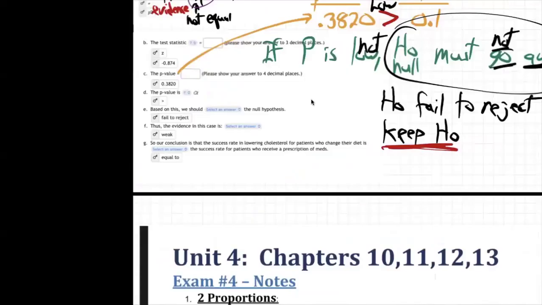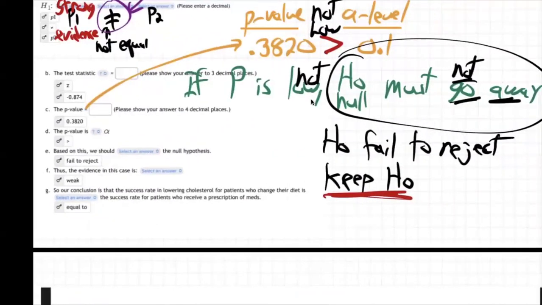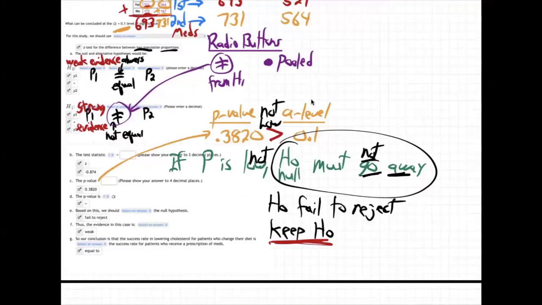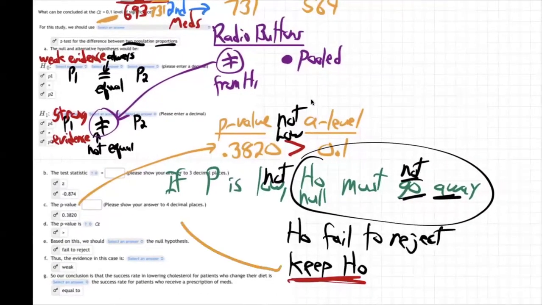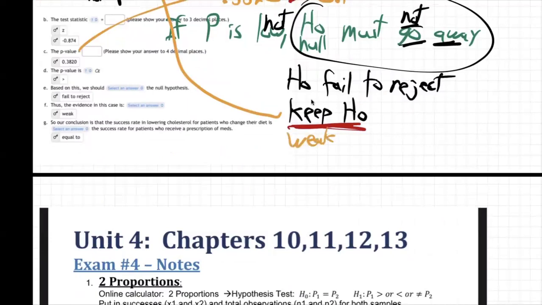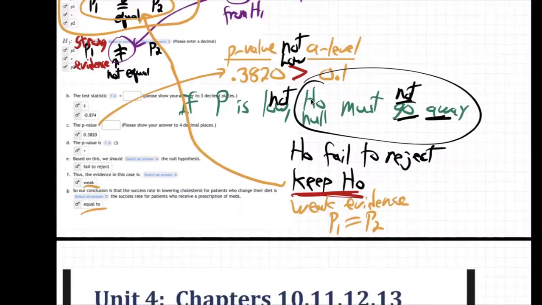Okay, so what is it in our case? In our case, we're keeping H0. So let's go back and make sure we're clear what that means. Here's H0. We're going to keep exactly what H0 says. Weak evidence, and P1 is greater than or equal to P2. So we just write exactly that. Weak evidence, P1 equal to P2. See how I came to that conclusion?